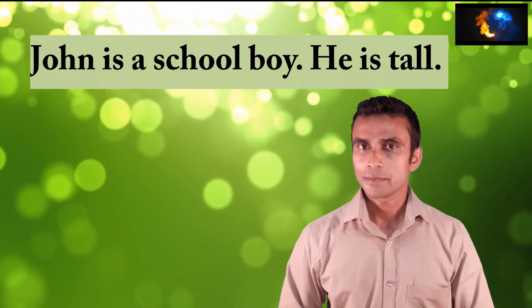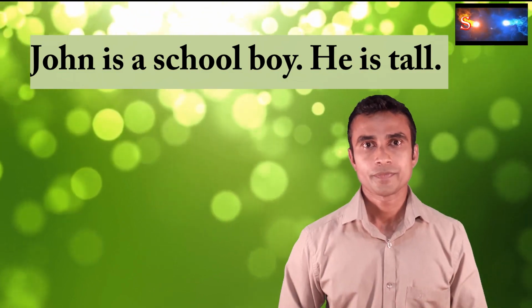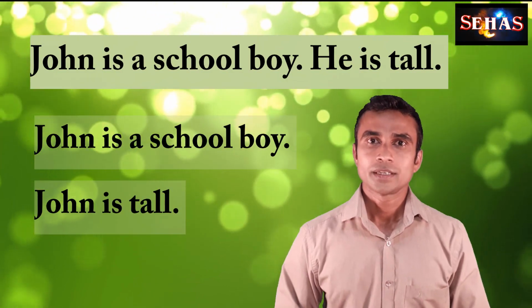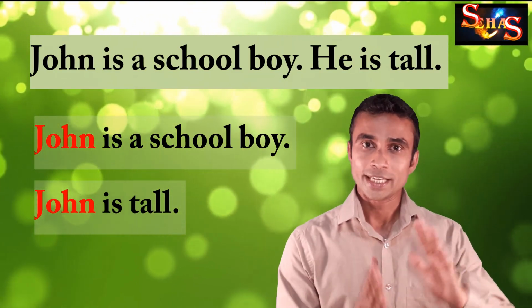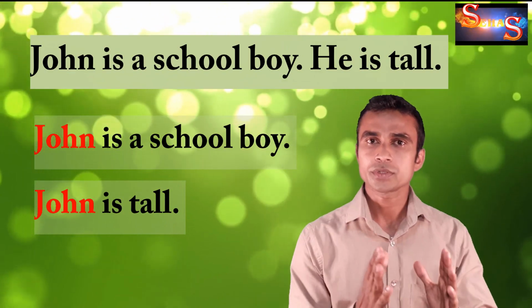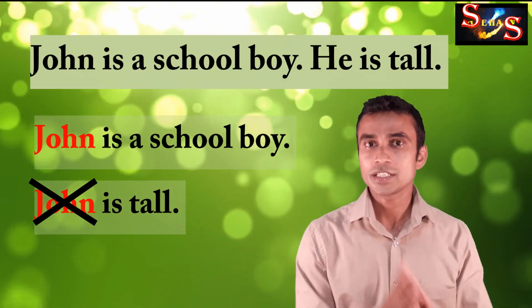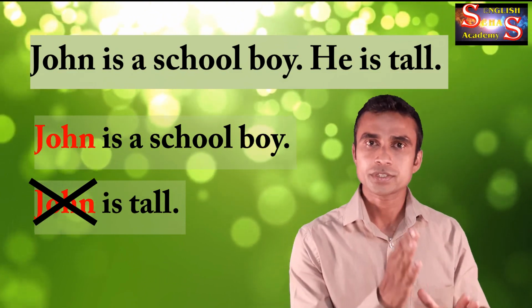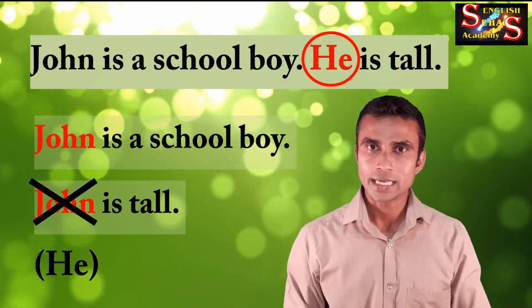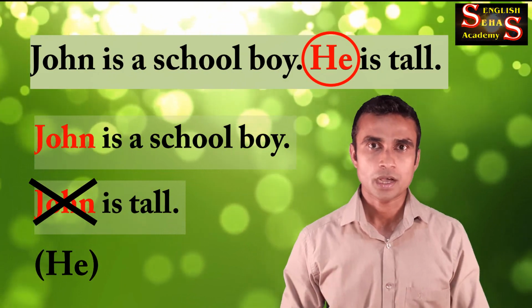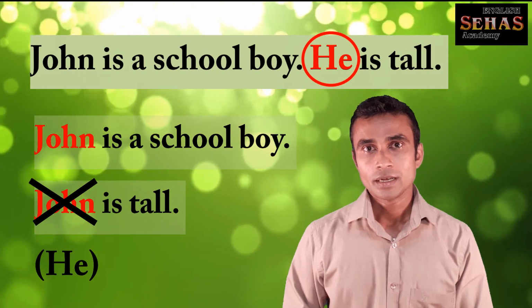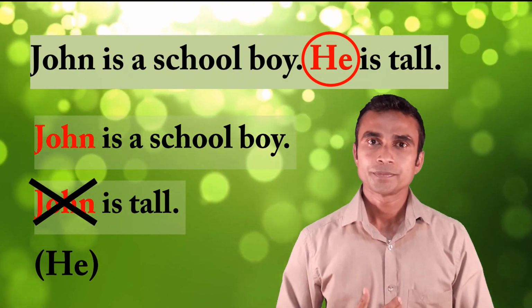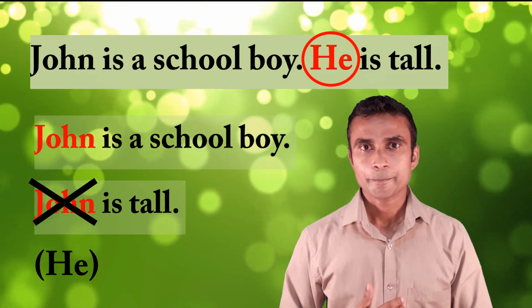For an example, John is a schoolboy. He is tall. Here, these two sentences are about John. John is a schoolboy. John is tall. We don't use John in the second sentence. Instead of John, we have used he. That is the pronoun he. There are pronouns I, we, you, they, he, she, it, which we will discuss later in another video in more detail, right?